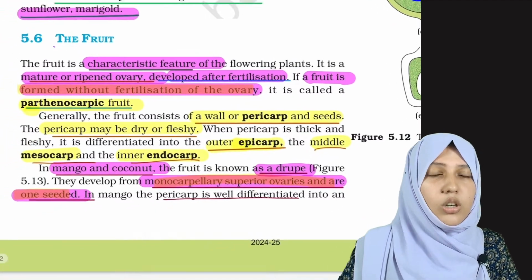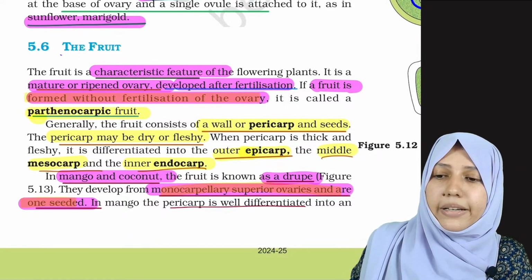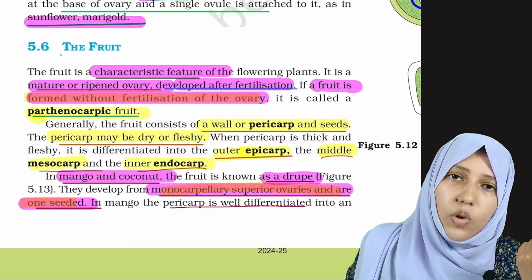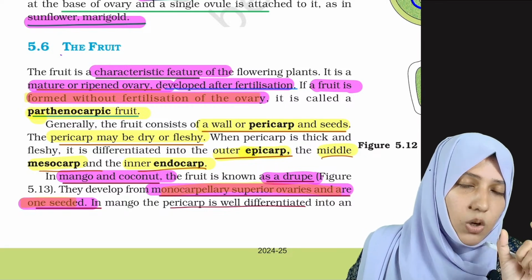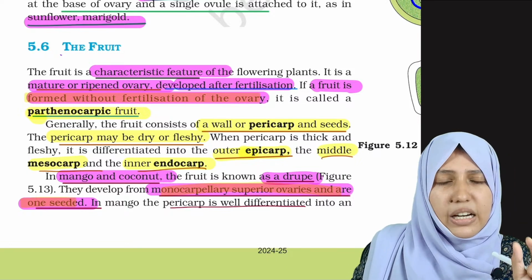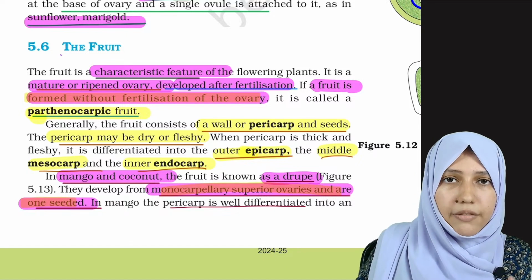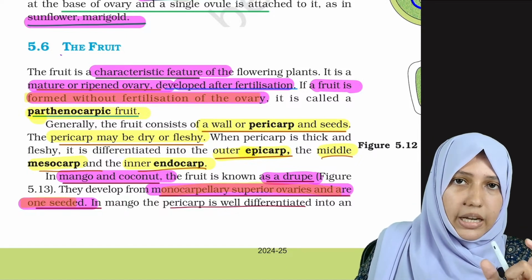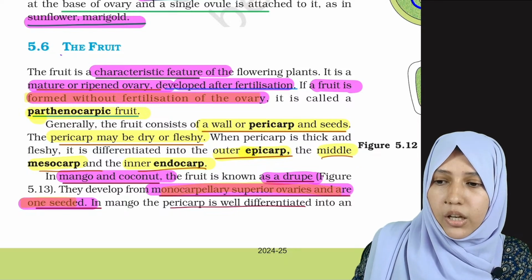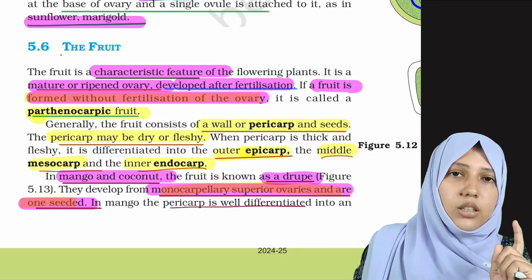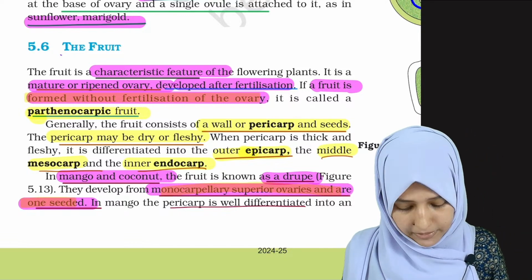As you all know, mango and coconut are developed from monocarpellary ovaries. What do you mean by monocarpellary? Just one carpel is present, which means only one gynoecium is present, and the ovary is superior. This single statement is giving you 2-3 MCQ points, right? Monocarpellary superior ovaries and are one-seeded. Okay, clear? This is present in mango and coconut.